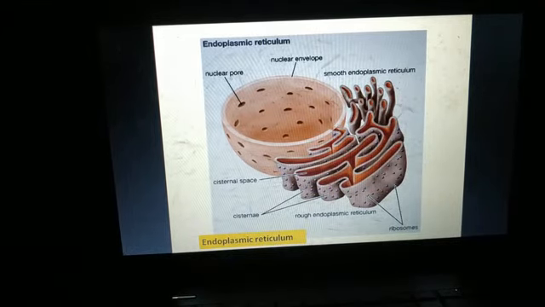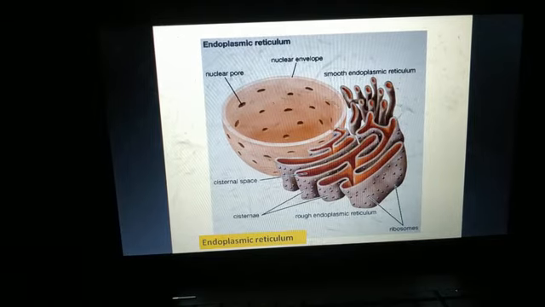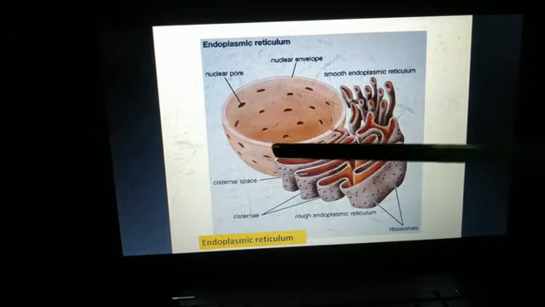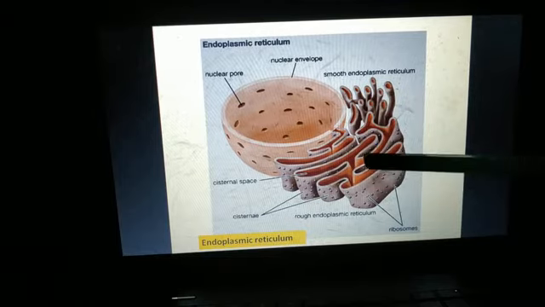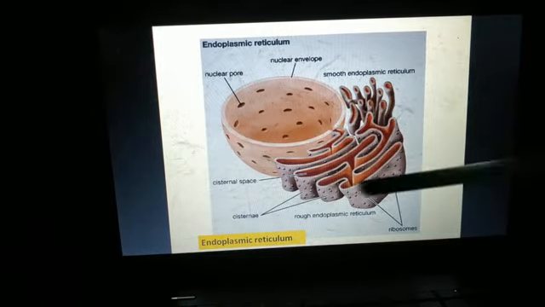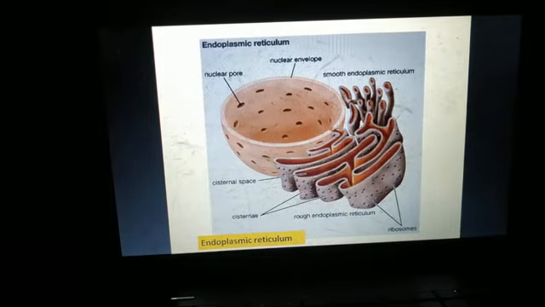So endoplasmic reticulum is present in all eukaryotic cells, and these are a network of tubular structures which is scattered in the cytoplasm. So these are present in the cytoplasm.